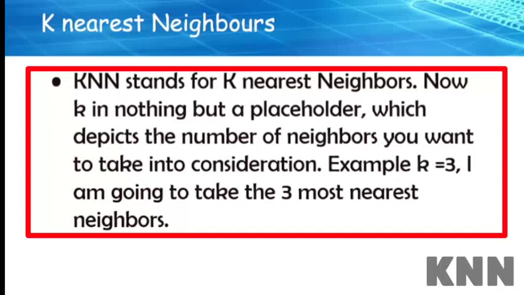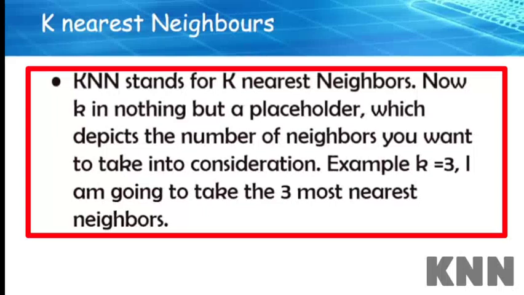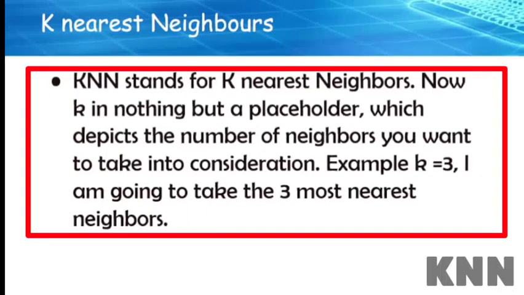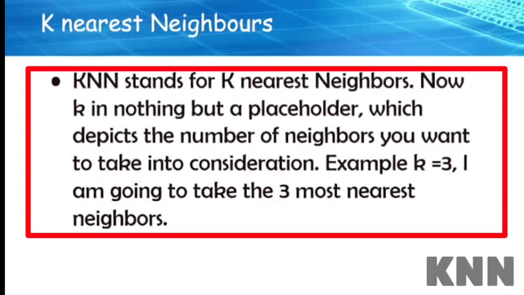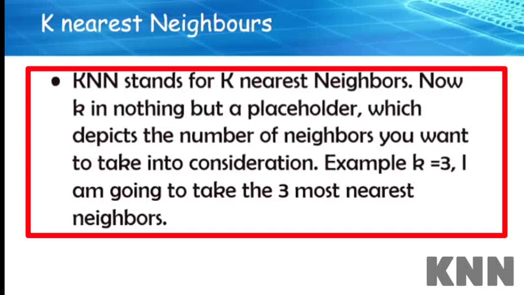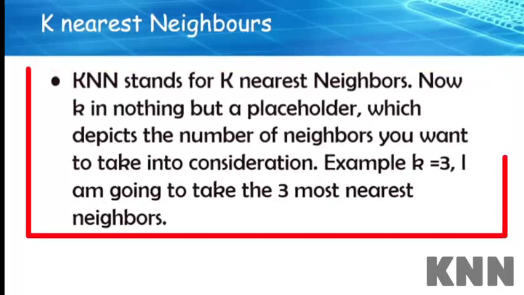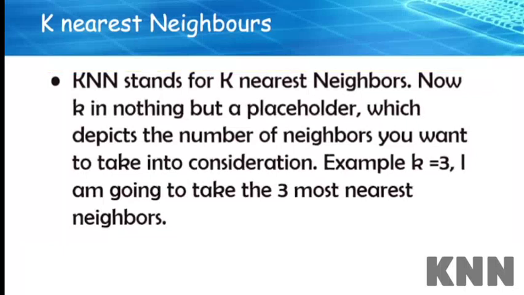Now k is nothing but a placeholder. It depicts the number of neighbors you want to take into consideration with respect to the grouping. For example, you can take k as 3. Then you are going to take the 3 nearest neighbors. So again, more insights about KNN.